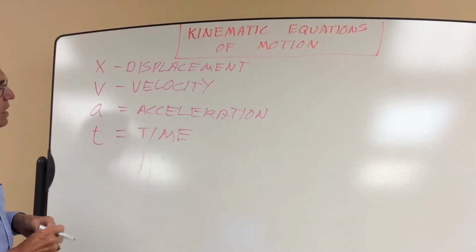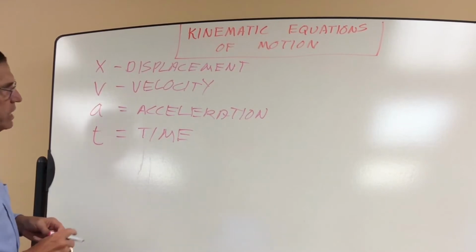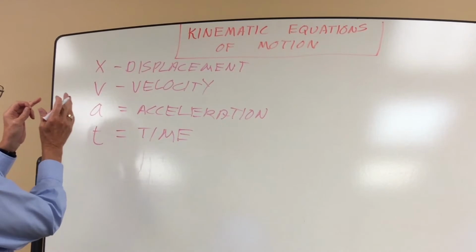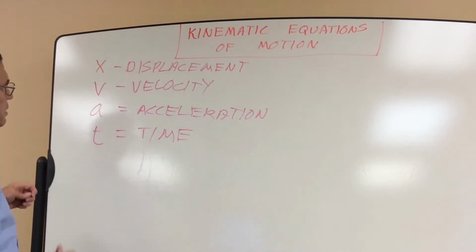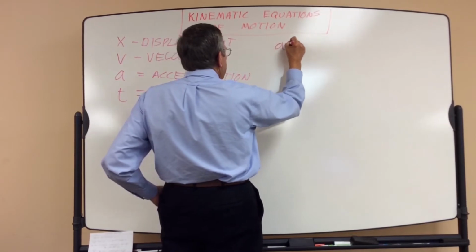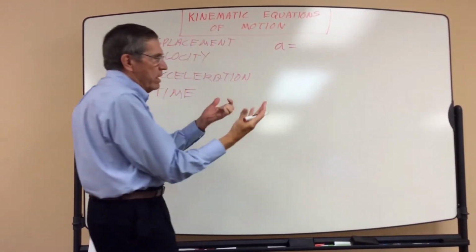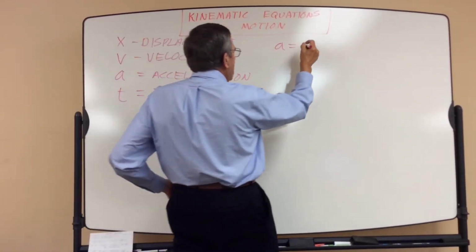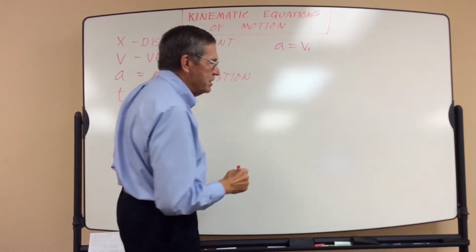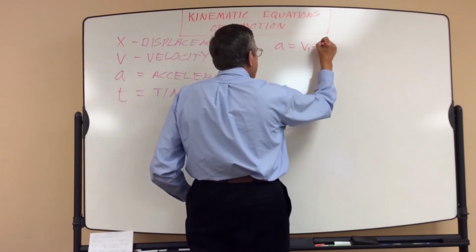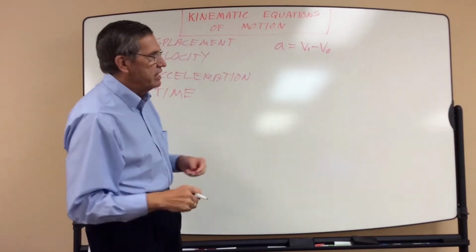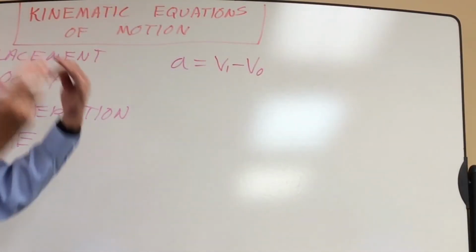Now we're going to develop our kinematic equations. The first thing we're going to do is define acceleration in terms of these other variables. So we're going to say a is equal to, well, if you have two velocities, and we'll call that v1, your final velocity, minus v0, your initial velocity. The subscripts just allow us to keep track of two different velocities because they're changing.